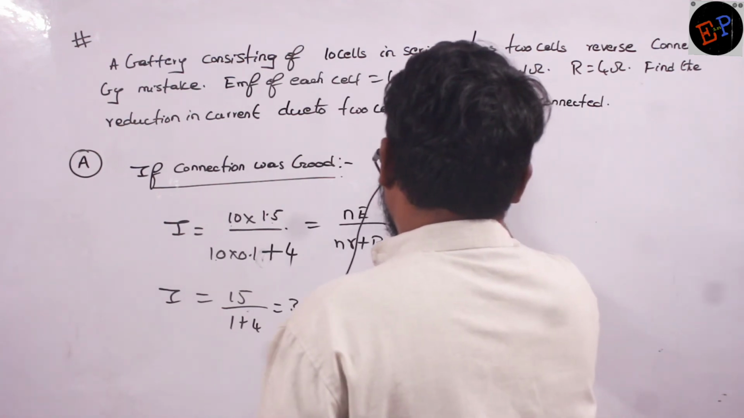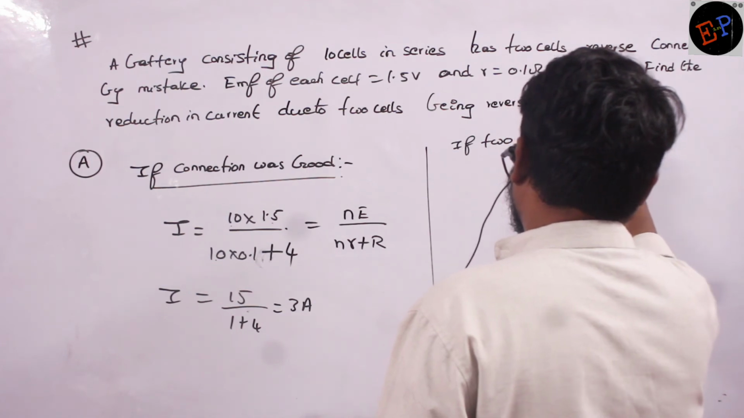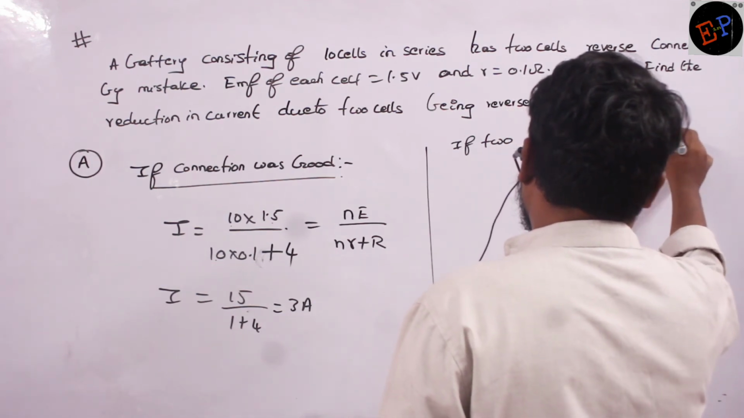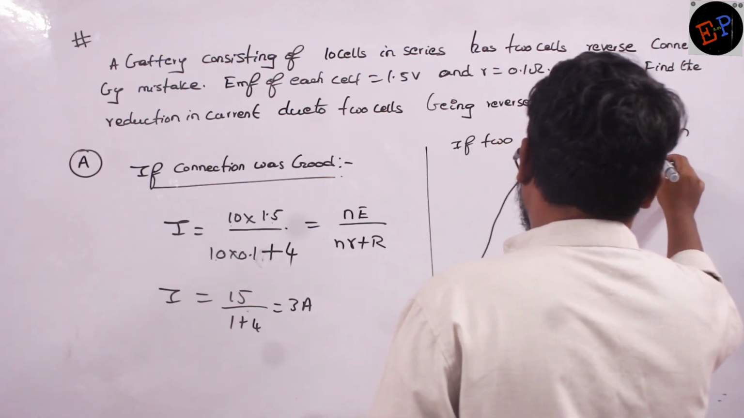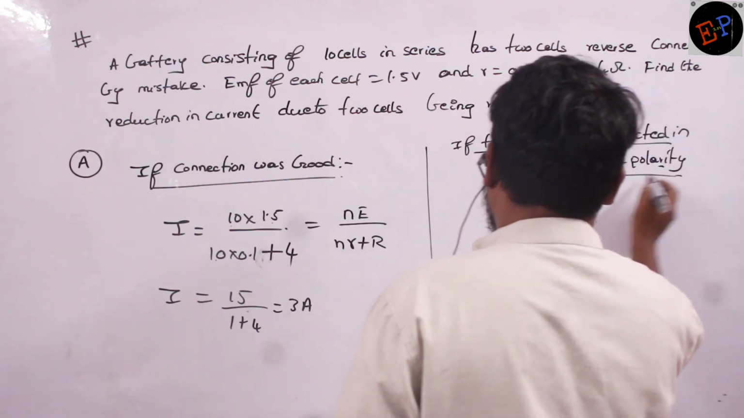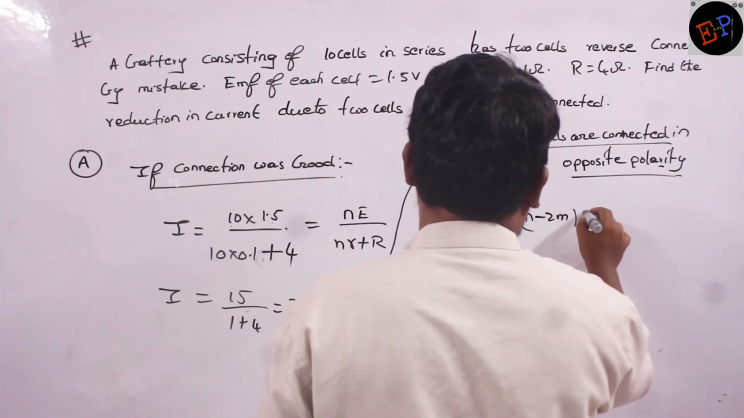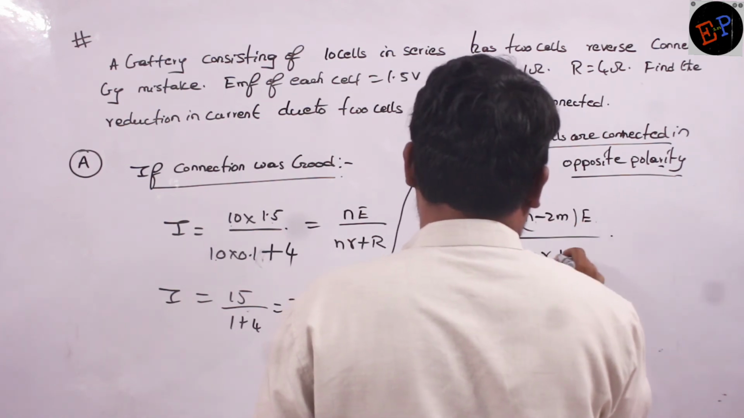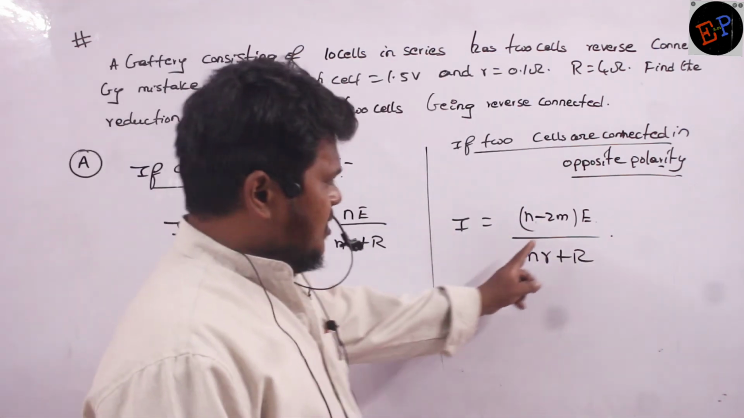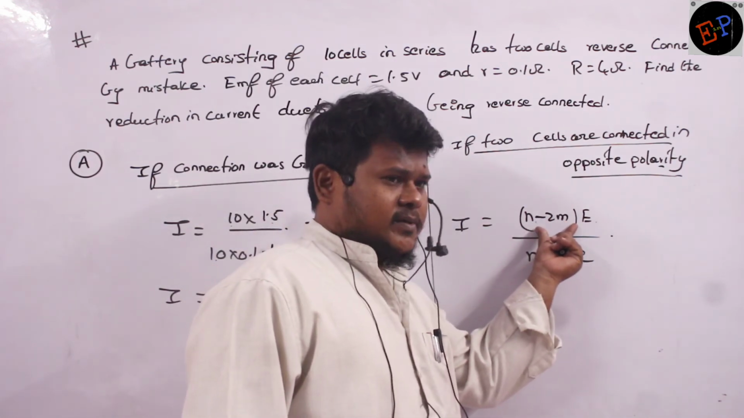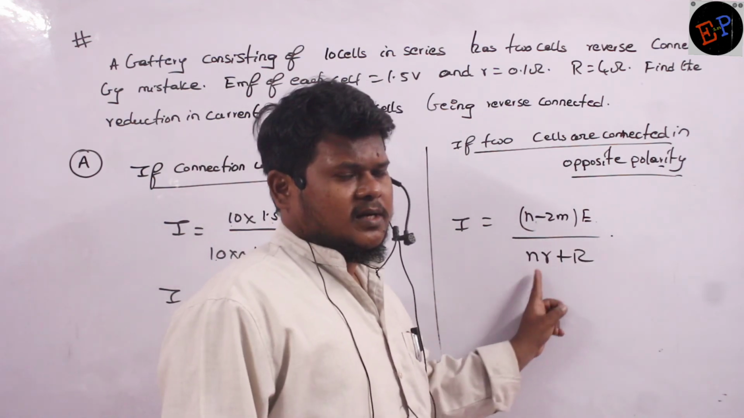Okay. Now if 2 cells are connected in opposite polarity, in this condition, what is the equation we have written? Do you remember? I is equal to (N minus 2M) multiplied by E divided by (NR plus capital R). Can I write like this? When M cells are connected in opposite polarity, this is the EMF. Do you remember? N minus 2M multiplied by E divided by resistance, which is NR plus capital R.